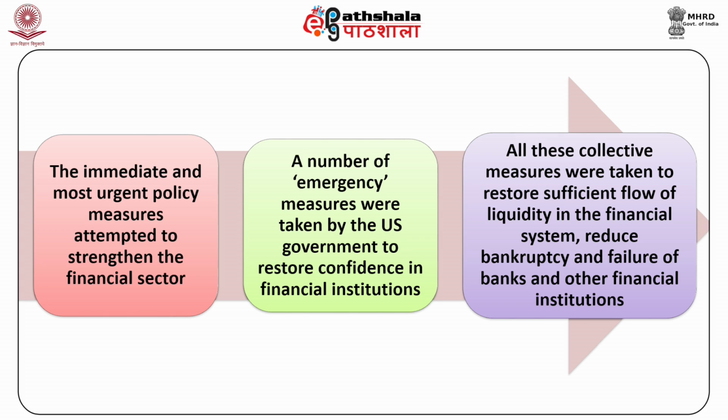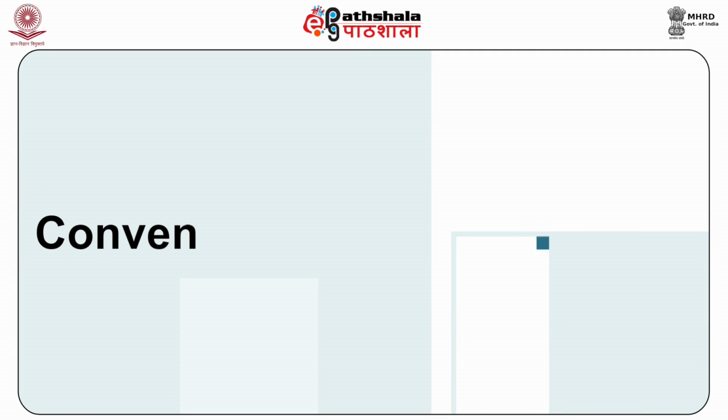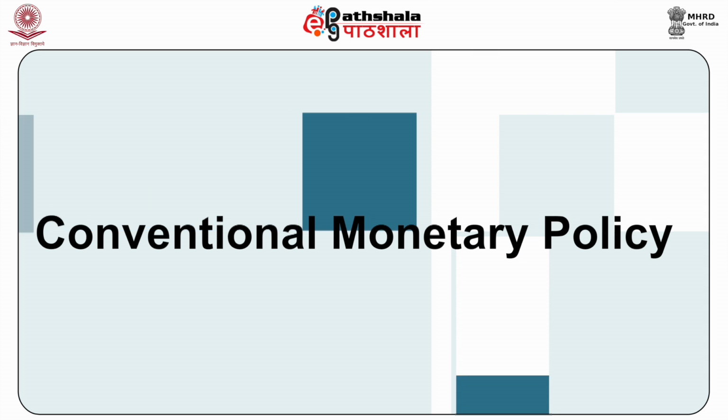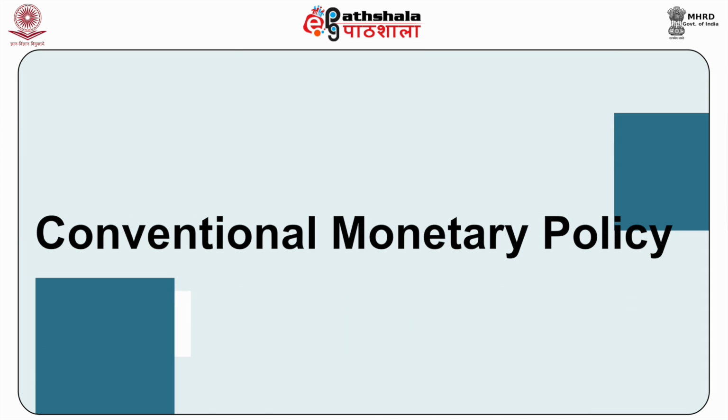All these collective measures were taken to restore sufficient flow of liquidity in the financial system, reduce bankruptcy and failure of banks and other financial institutions, as well as to stabilize the financial system. Both monetary and fiscal policies were used to achieve these objectives. Then we have another topic, that is conventional monetary policy.